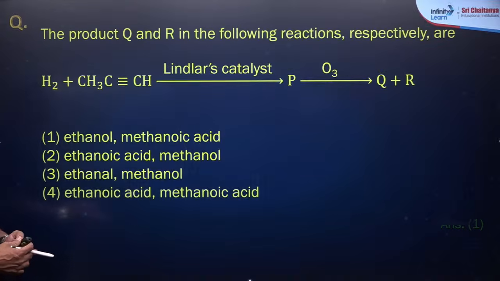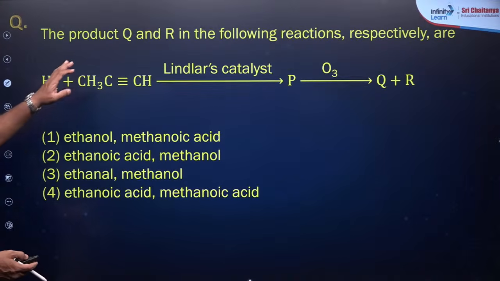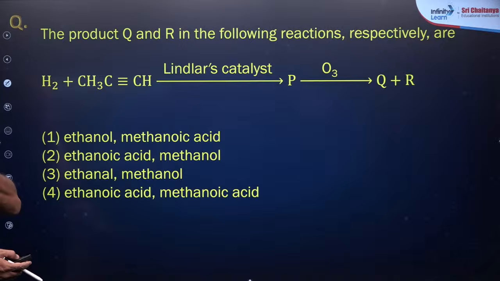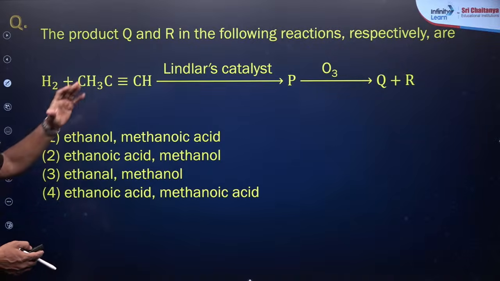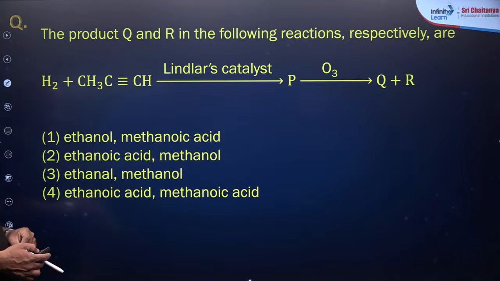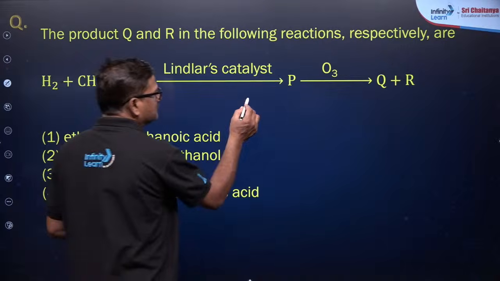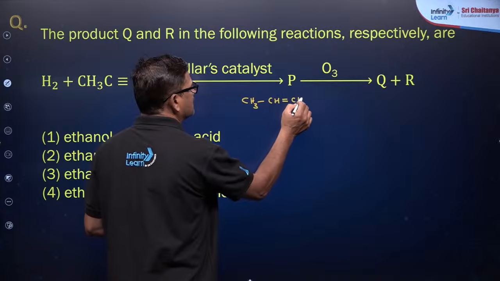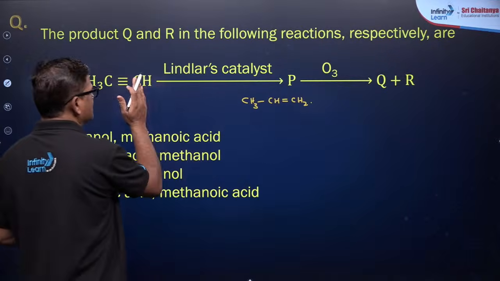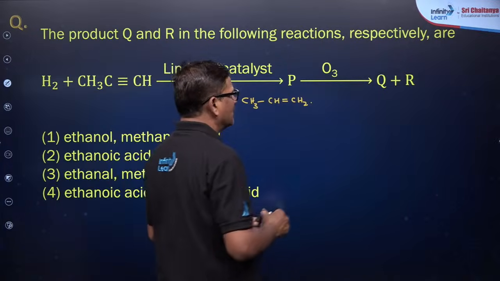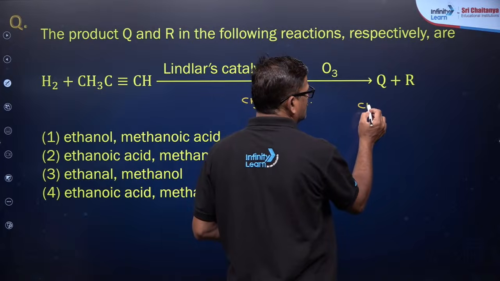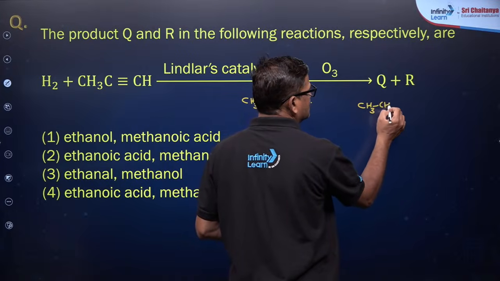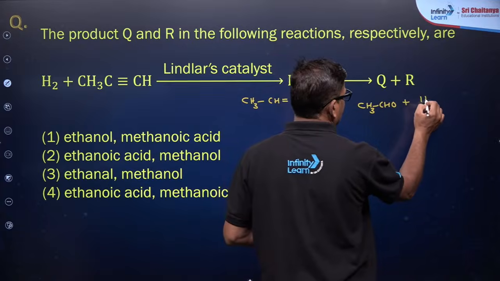Now, let us solve. Yes, the products Q and R in the following reactions. Lindlar's catalyst is going to give you CH3, CH double bond CH2, controlled hydrogenation. Now it is going to be ozonolysis, CH3CHO plus HCHO.